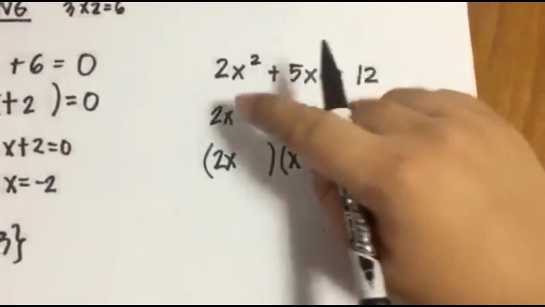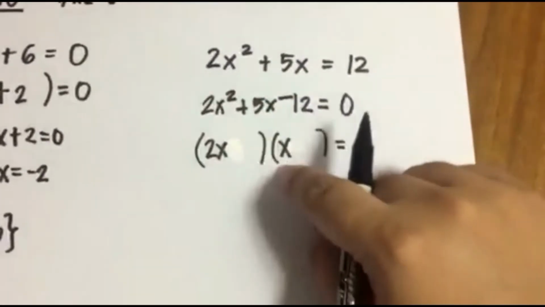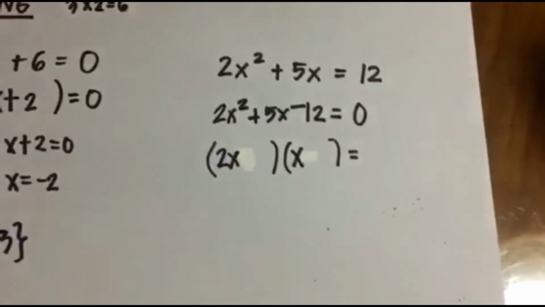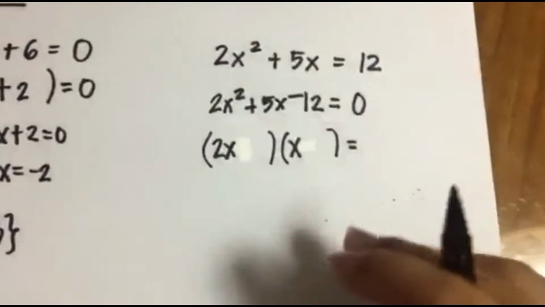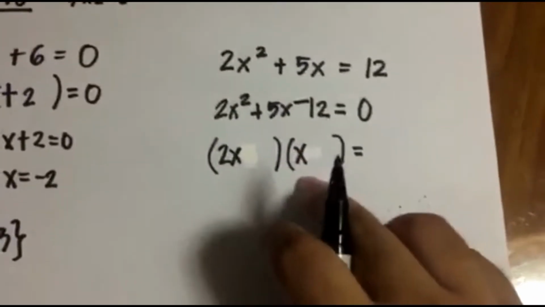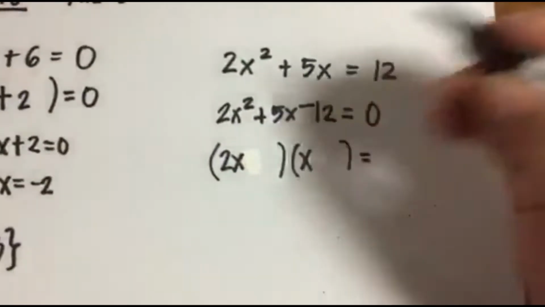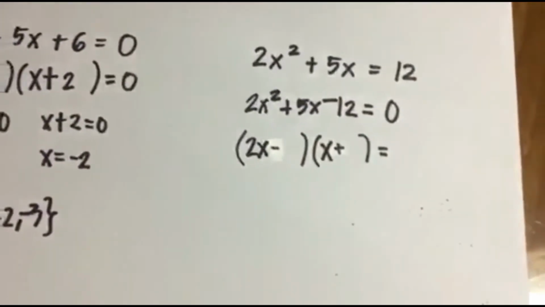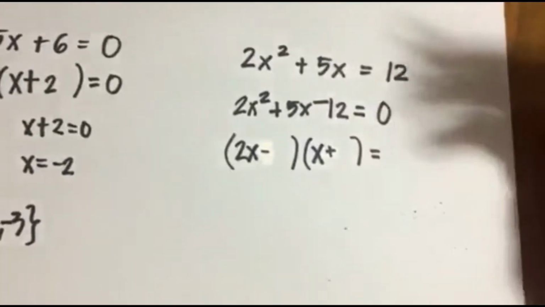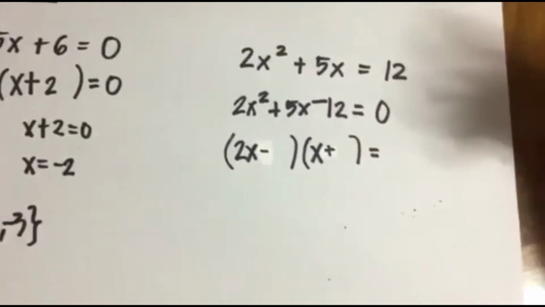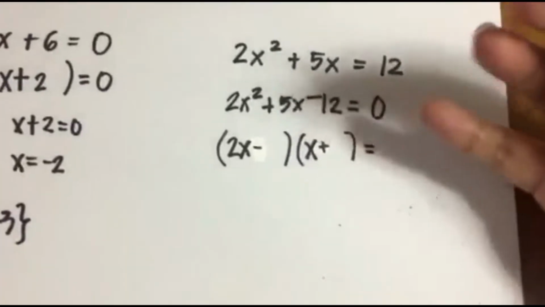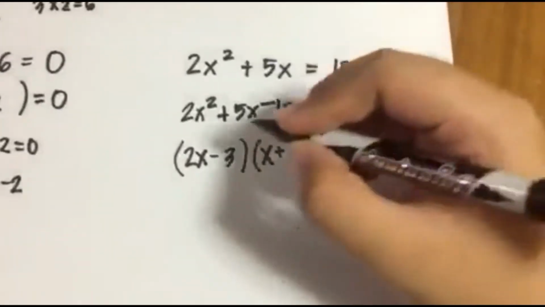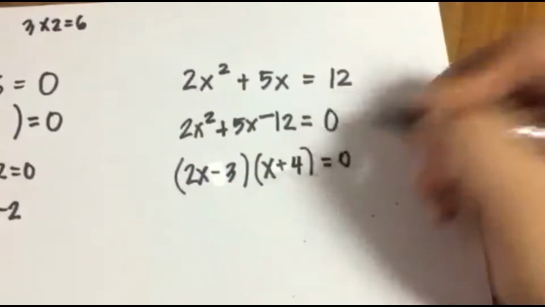So the factors of 2x squared are 2x and x. Now this is a case of trial and error wherein you have to look for the factors which will give you the values you need inside the parentheses. So 2x minus and x plus. What are the factors of 12? That would be 4 times 3 or 6 times 2. But in this case, let's use the first one. So (2x minus 3)(x plus 4) equals 0.